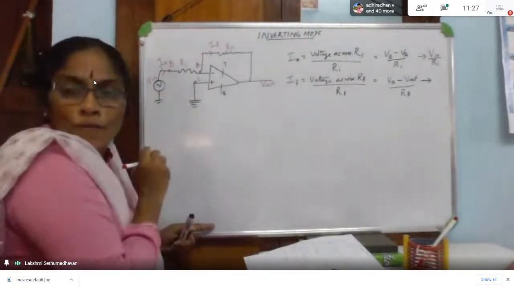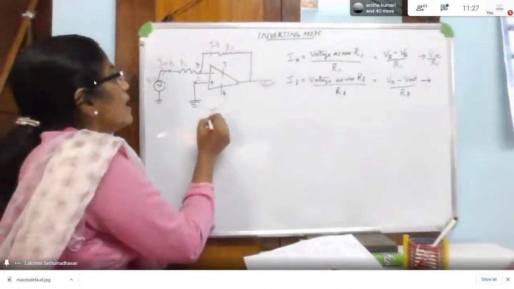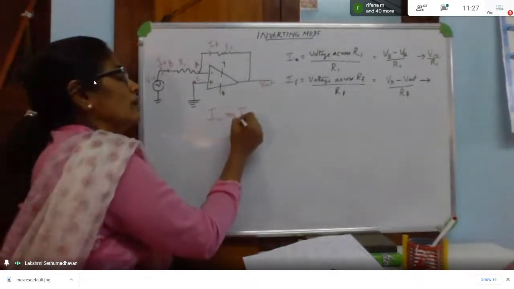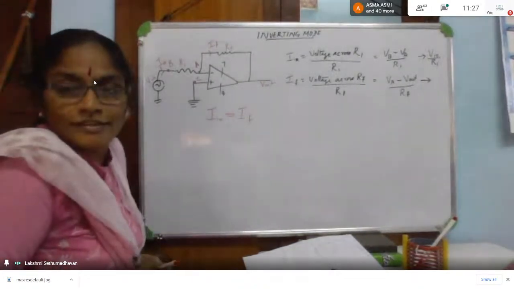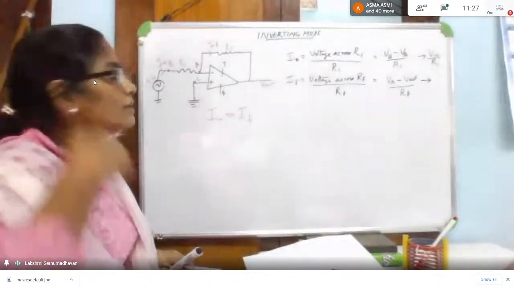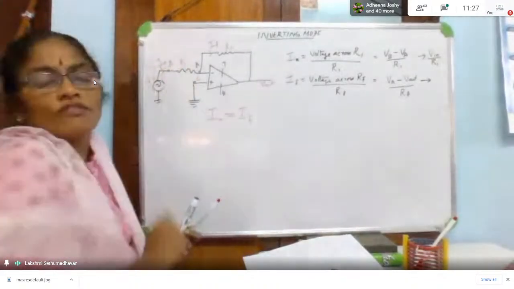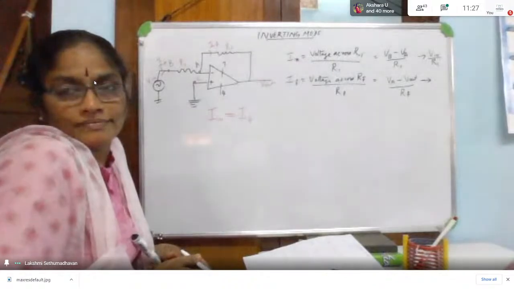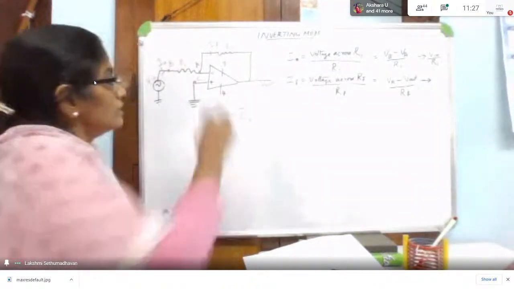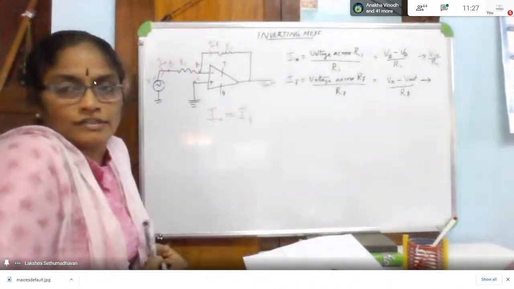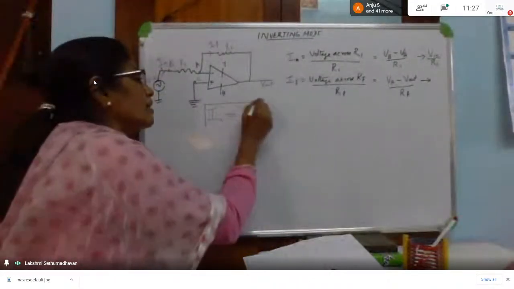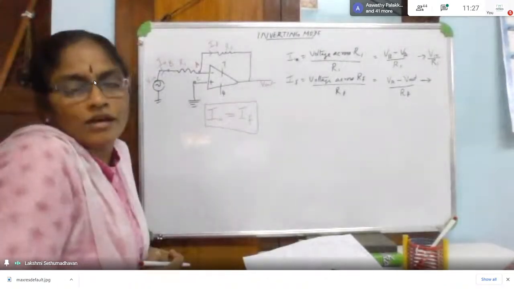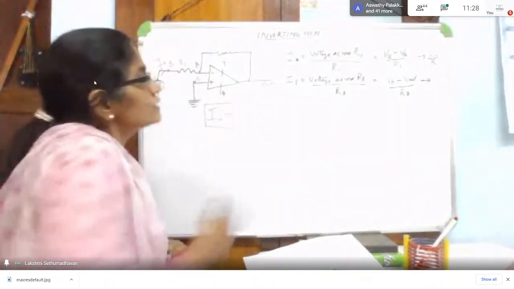So as far as the op amp is concerned, I can write IN is approximately equal to IF. Hope you got the logic. The input impedance of the op amp is very high, so all the current flowing through the input circuit will flow through the feedback circuit, because the op amp draws very little current. So you can write IN equals IF, and this is going to be the law for all the derivations regarding op amp.